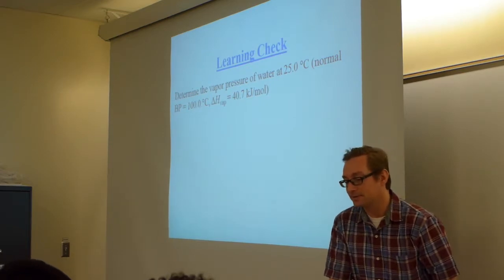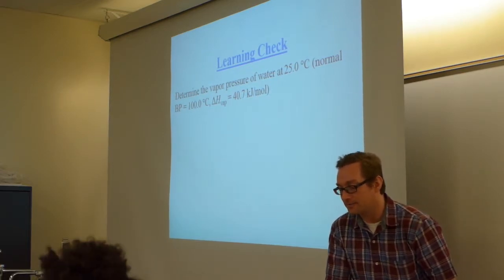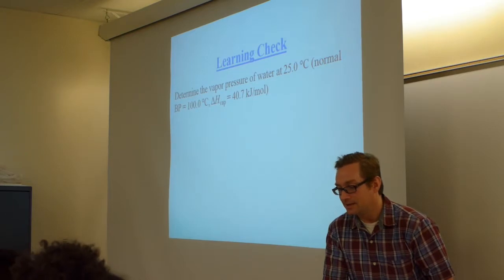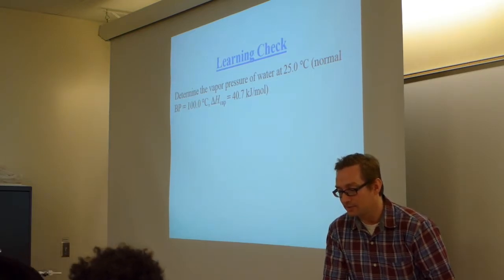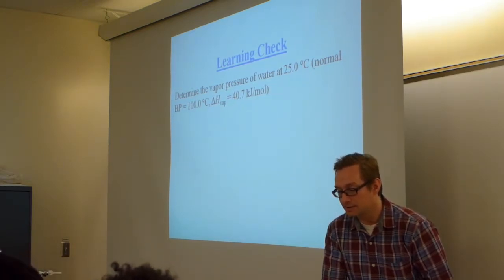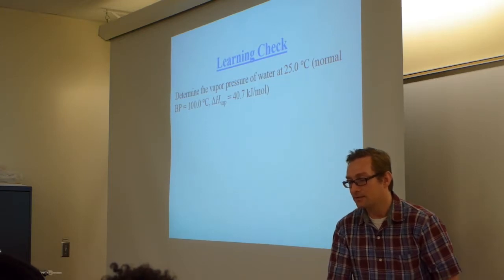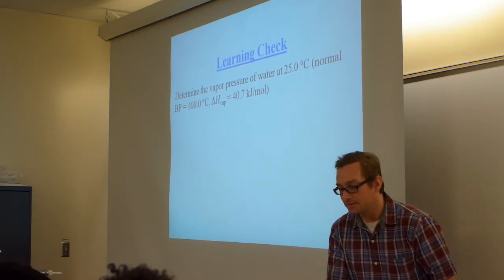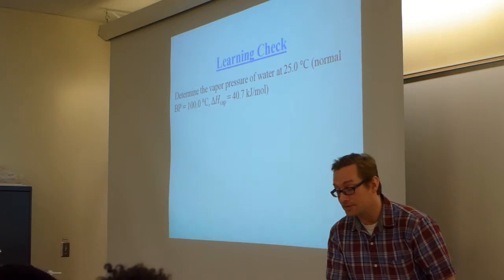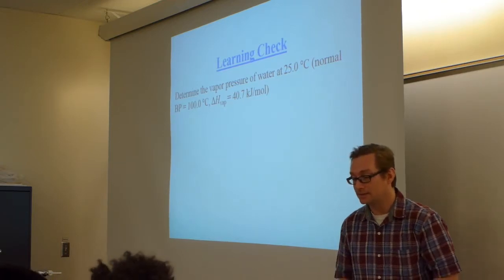So here's an example. Determine the vapor pressure of water at 25 degrees Celsius. It says your normal boiling point equals 100.0 degrees Celsius. All right, and it gives you the heat of vaporization of 40.7 kilojoules per mole.